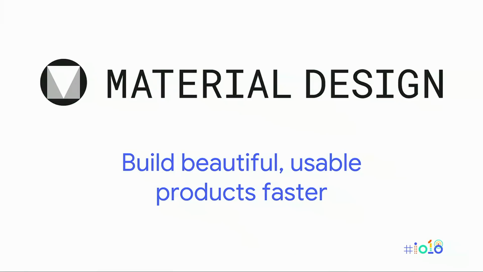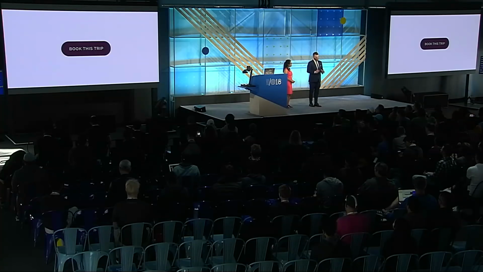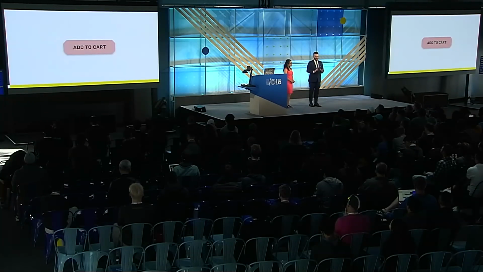Now, Material Design is an adaptable design system backed by open source code that helps designers and developers make beautiful, usable products faster. It's a visual design system used in millions of apps and sites all around the world. What's new this year is material theming. Material theming helps you systematically apply brand throughout your designs.